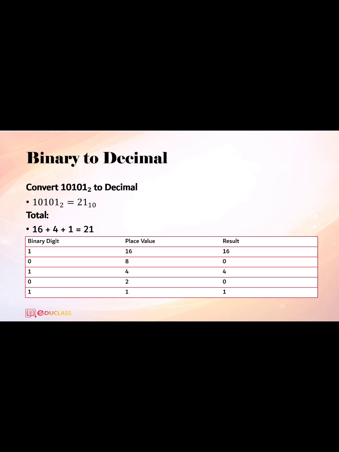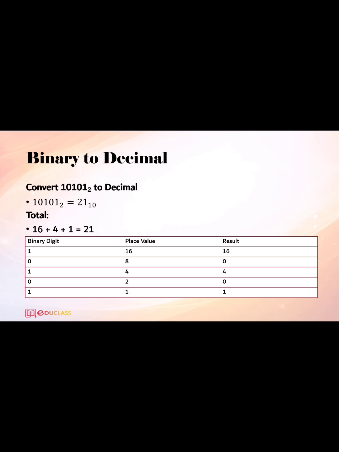So how will it come? The first number is 1, and the place value it holds is 16 because it's coming in the fifth place, as we have identified before. So 2 to the power 4 is 16, then it will be 8, then 4, then 2, then 1. But how will the result come?